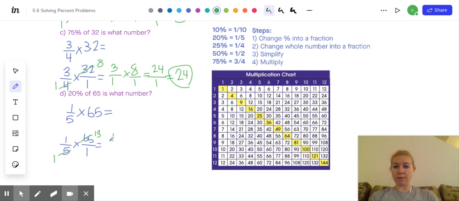Now let's rewrite our fractions so it's a little neater, easier to understand. So 1/5 is simplified to 1 over 1. We are still multiplying. 65 over 1 is simplified to 13 over 1. Now we multiply straight across, so 1 times 13 is 13. 1 times 1 is 1. And we can keep simplifying to just 13 because we have a denominator of 1. So 20% of 65 is 13.